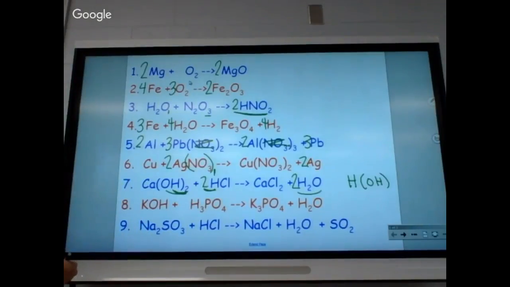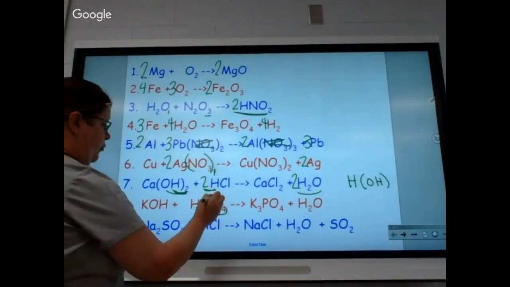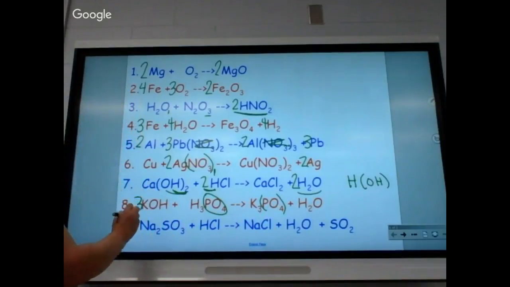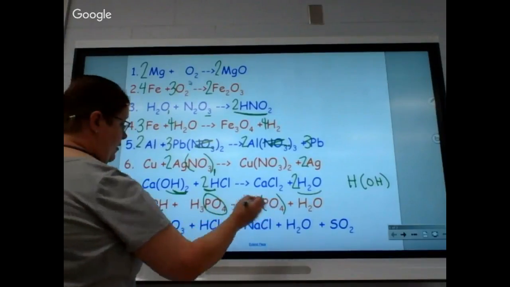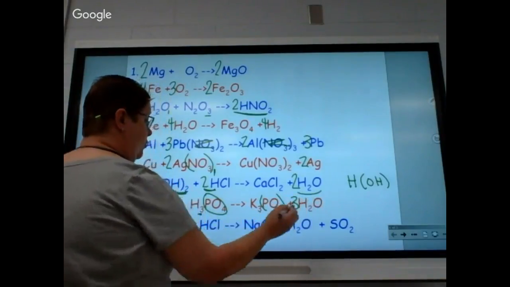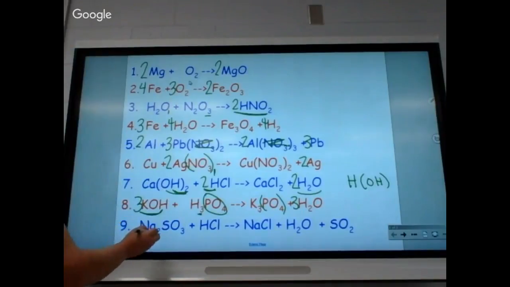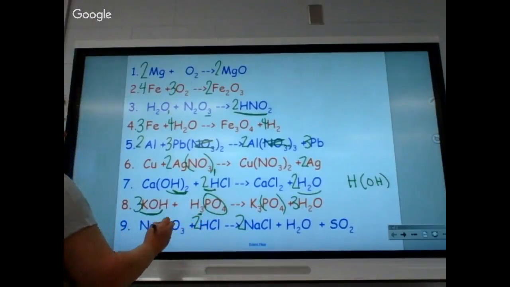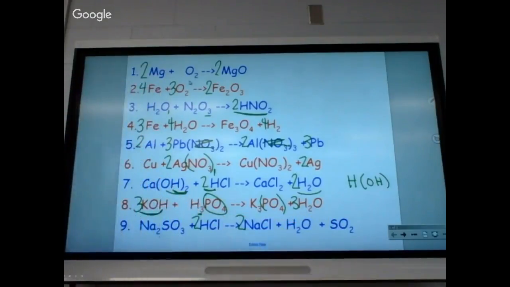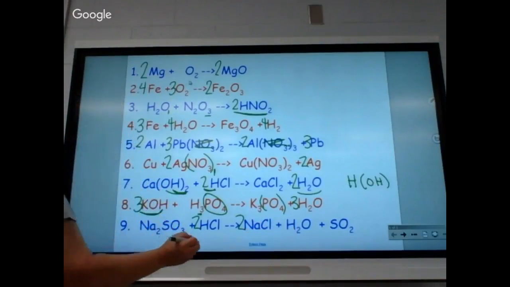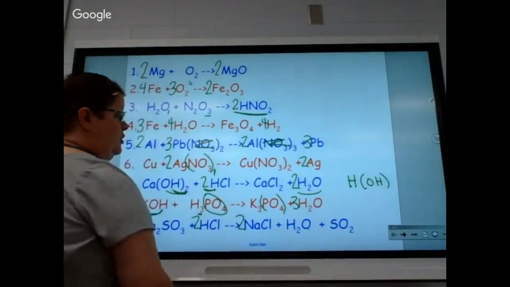Balance your K's and PO4s first. PO4, a lot of you put in parentheses, so there's 1, so that was good. 3 K's, 3 K's. That gave you how many H's here? 3. And then you had 3 here, which is 6. So you needed 3 there to make 6. 3 O's, 3 O's. And then the last one, there's 2 Na's, 2 Na's, 2 chlorines, 2 chlorines, 1 sulfur, 1 sulfur. Then you're left with H's and O's again. So you got 2 H's, 2 H's, 3 O's, 1 plus 2, which is 3 O's.